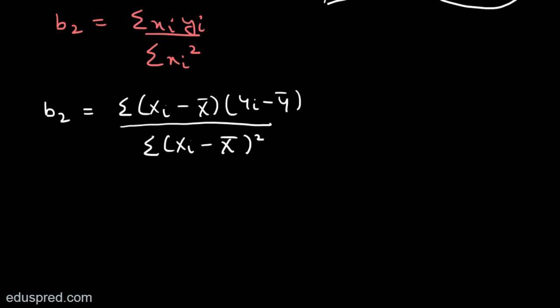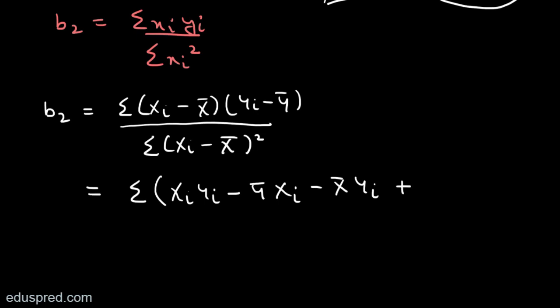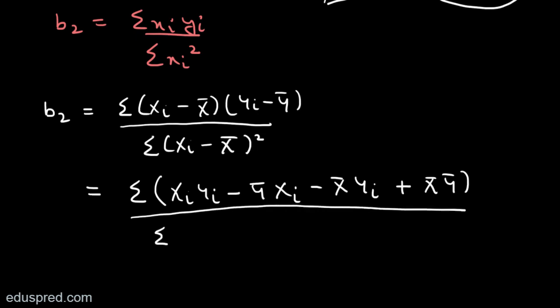Okay, so now we can expand it. So we can write that this is equal to summation, and we can multiply these two brackets. So this will become capital Xi multiplied by capital Yi minus y bar multiplied by capital Xi minus x bar multiplied by capital Yi plus x bar y bar. So this is the numerator, and in the denominator we have summation. This we can write as a minus b whole square. So this will become capital Xi square plus x bar square minus twice capital Xi x bar. So this is what we get.